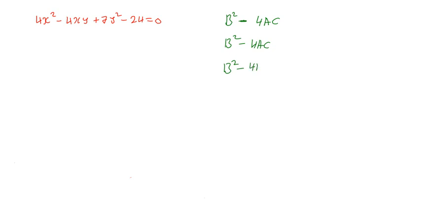So for b squared minus 4ac, there's a time when it is equal to 0, there's a time when it is greater than 0, and there's a time when it is less than 0. If it is equal to 0, the conic section that you have is the parabola. If it is greater than 0, you're going to have the hyperbola.